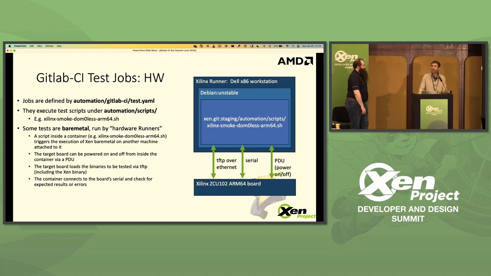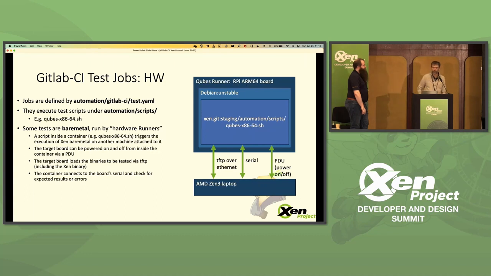So after we got the Xilinx runner up and running, it didn't take us long to get other hardware runners up and running. Now we have two more runners from Cubes, which I'm not going to go into details on. There is going to be a detailed talk from Marek about the Cubes runner soon after this. But what I mean to say is, it took hours, not days, to get the Cubes runners running. It is not that hard.